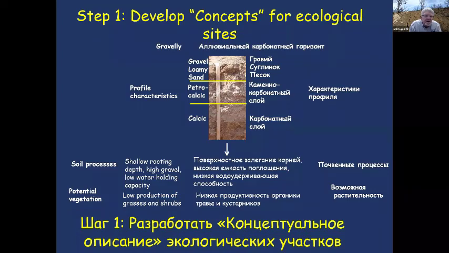Concept of an ecological site. Like I said, the first thing we want to do is dig a soil pit. When we're doing an assessment for livestock grazing, we typically will only dig down to 50 centimeters. In a soil survey, you would dig down to a meter or to bedrock. But for the sake of time and expediency, when we're doing site assessments, we'll dig a pit to 50 centimeters.